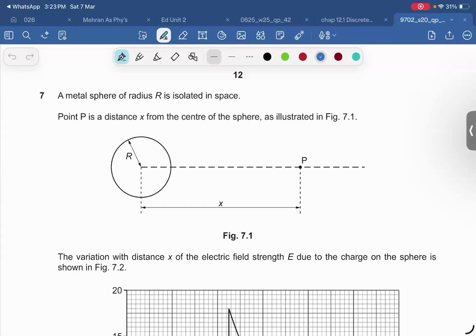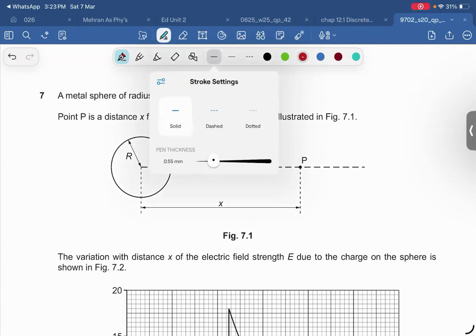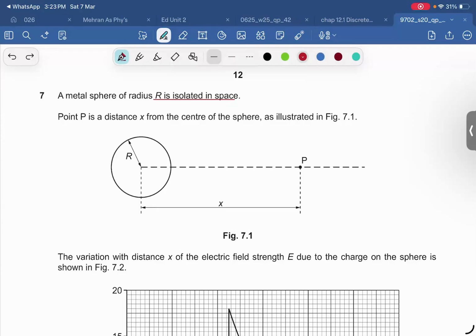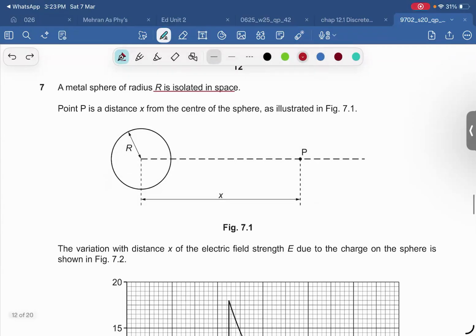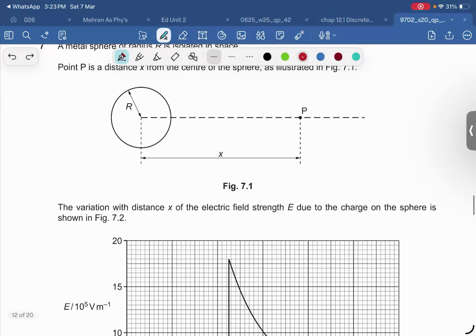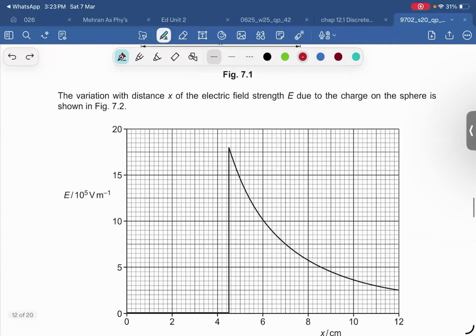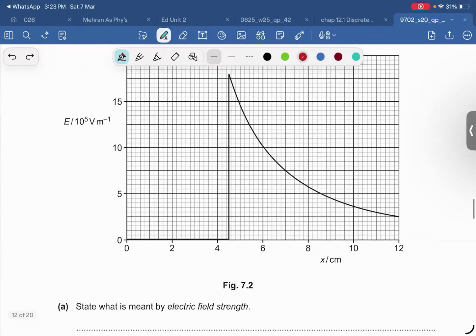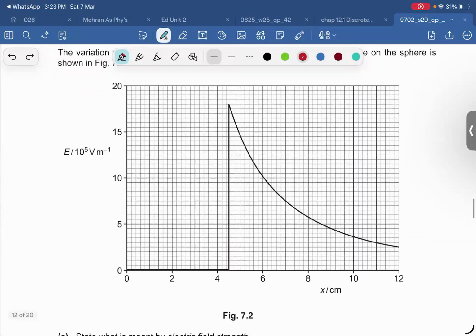Okay. Meghnad, can you please read the question? A metal sphere of radius r is isolated in space. Point P is a distance x from the center of the sphere, illustrated in figure 7.1. The variation with distance x of the electric field strength E due to the charge on the sphere is shown. Okay, by looking at the graph, can you tell me the radius of the sphere?